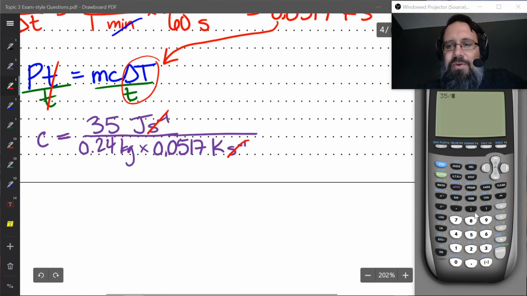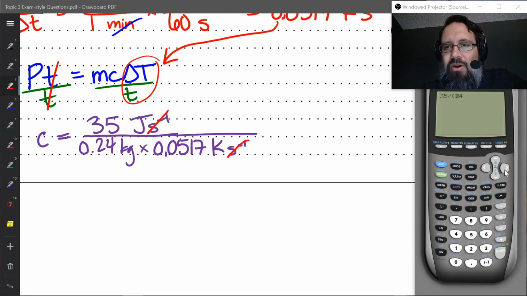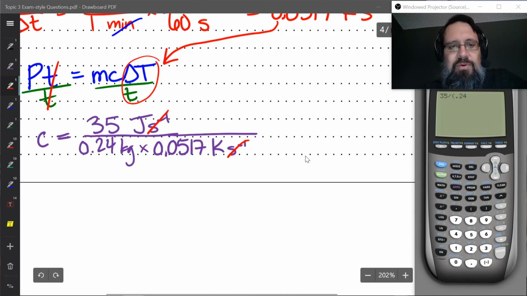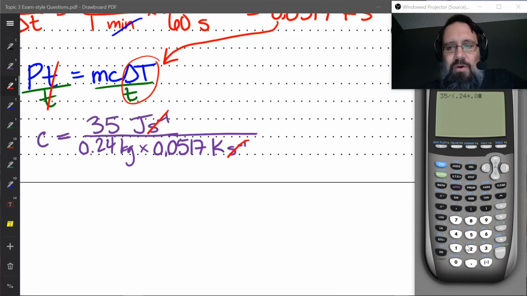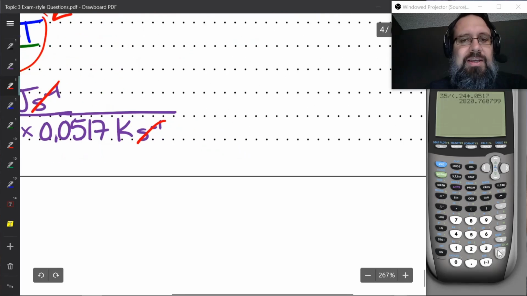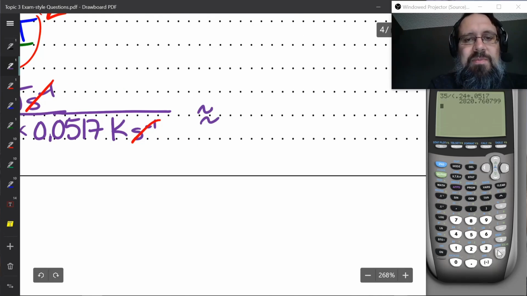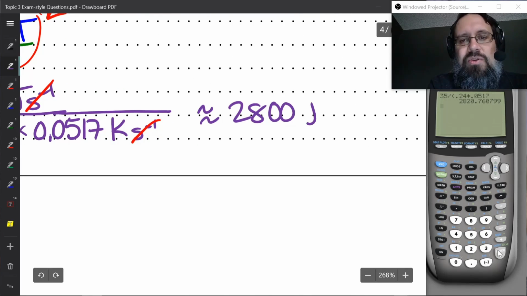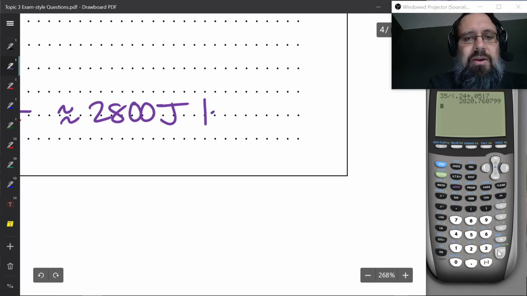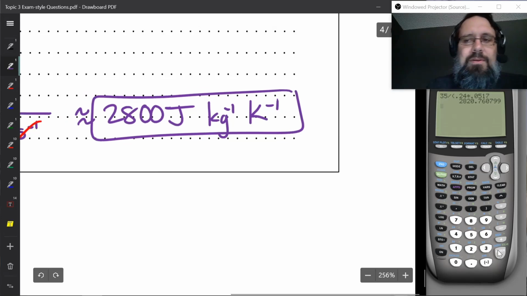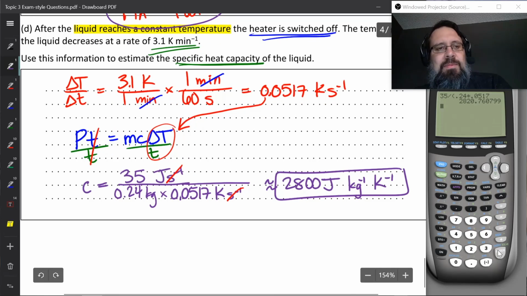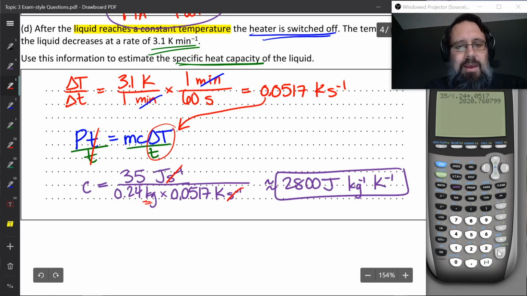And you should always do this when you're solving physics problems. The units can guide you. The units can be your error correcting. They can make sure that you're doing it right. So 0.24 times 0.0517. And there's my answer, 2800. So the specific heat capacity is approximately 2800 joules per kilogram per Kelvin. So one more time, the way I know that is because the kilograms are on the bottom and the kelvins are on the bottom, so it's per kilogram per Kelvin.